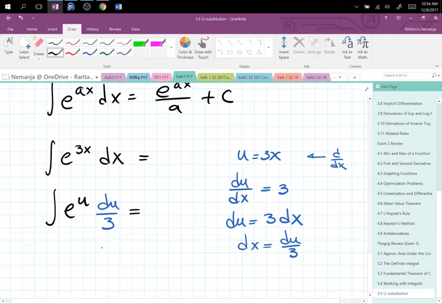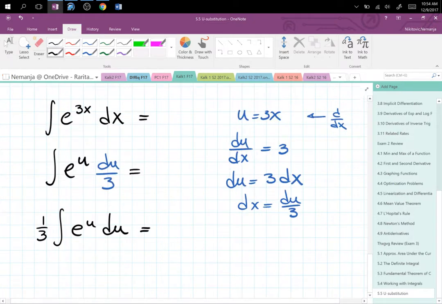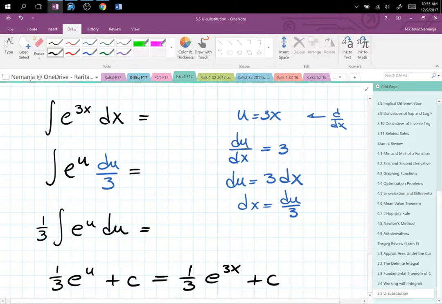Now this 1/3 goes in front of the integral, and I'm left with e to the u du, which is 1/3 e to the u plus c. I don't care about u, I care about the x. There we go, and problem solved. You got your e to the ax over a. Now, this 3 could be 5, could be 17, could be pi, whatever else. So we see that the formula that you had to memorize is now something that you can compute using basic U-sub.